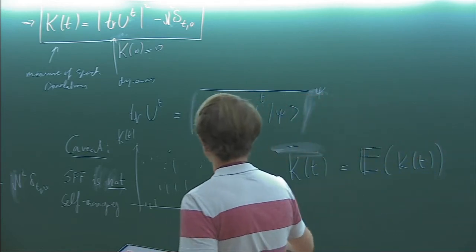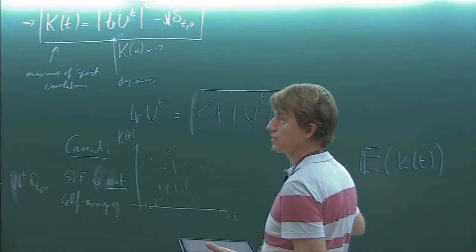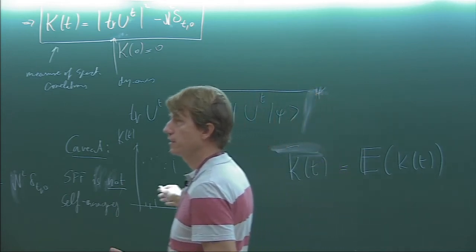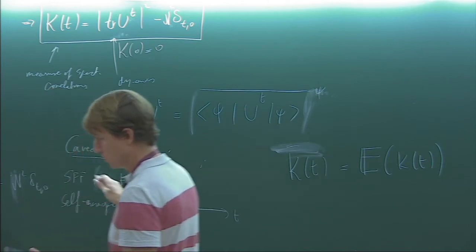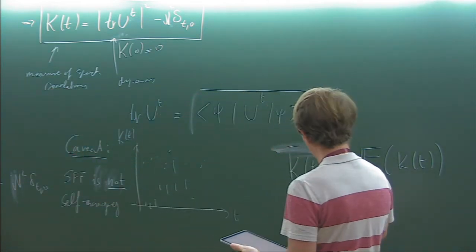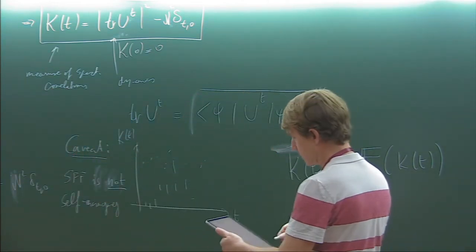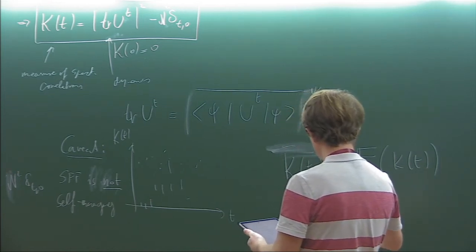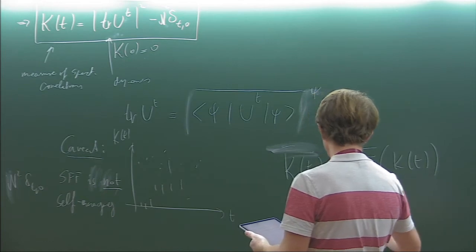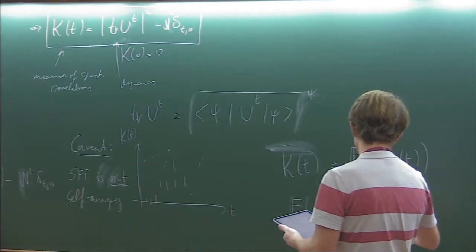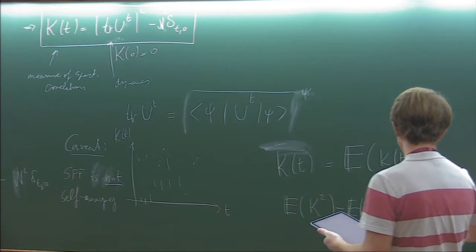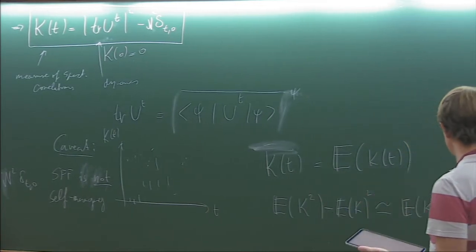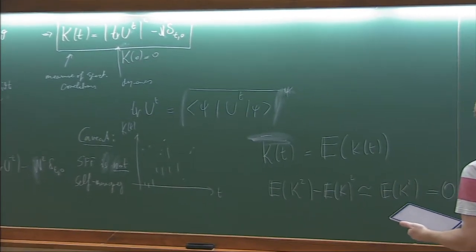Well, there is a reason. You can compute the fluctuation of this quantity, and you see that this fluctuation is finite and doesn't decrease with the growing of the system. It doesn't depend on the system size. So there are explicit results. For example, for random matrices, the variance of k, that is expectation of k squared minus the square of the expectation of k, is of the same order as the expectation of k squared. So the spectral form factor fluctuation does not depend on system size.